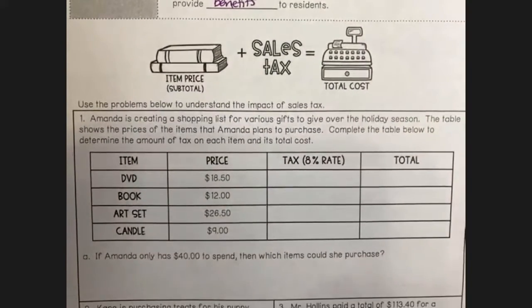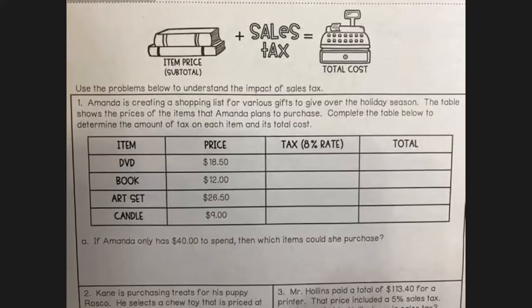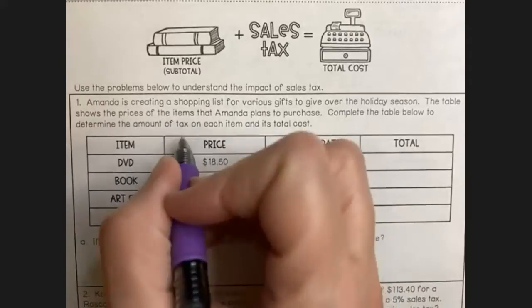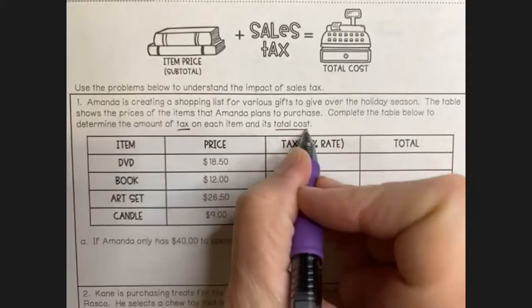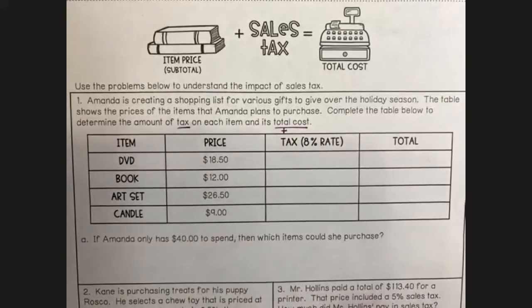It says Amanda is creating a shopping list for various gifts to give over the holiday season. The table shows the prices of the items that Amanda plans to purchase. Complete the table below to determine the amount of tax on each item and its total cost. So not only are we going to be calculating the amount of tax, but also the total cost. And of course, total we know means to add up what you have to find that total.